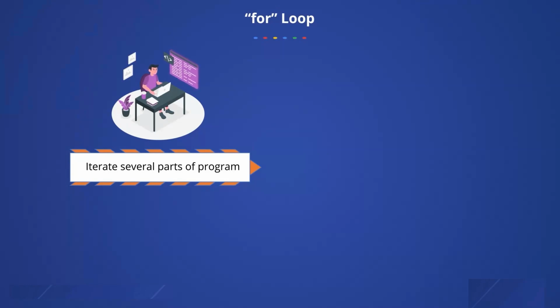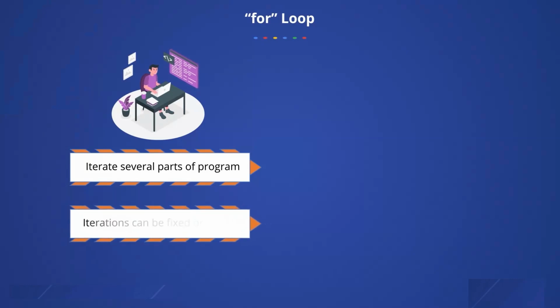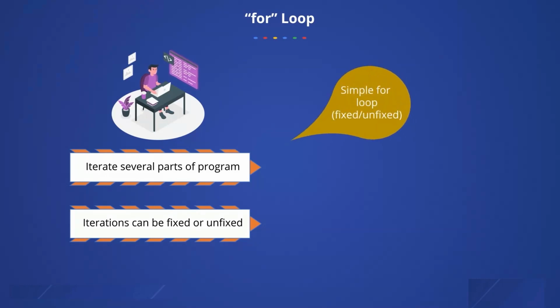And here one more advantage is you can make your iterations either fixed or unfixed. When I say fixed or unfixed, if you look at the simple for loop, which is this guy here, using this you can make the for loop both fixed and unfixed. When I say fixed, it is like a finite loop. Unfixed means infinite loop. You can create either of them.